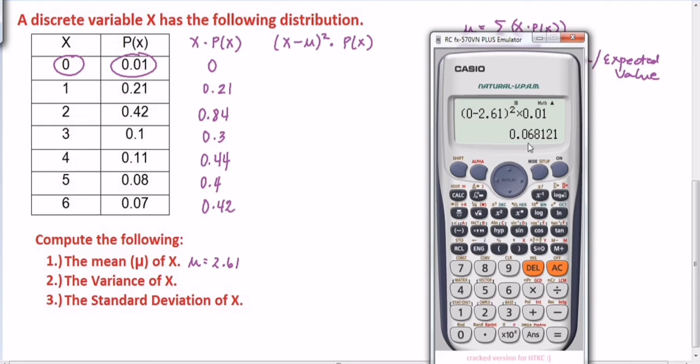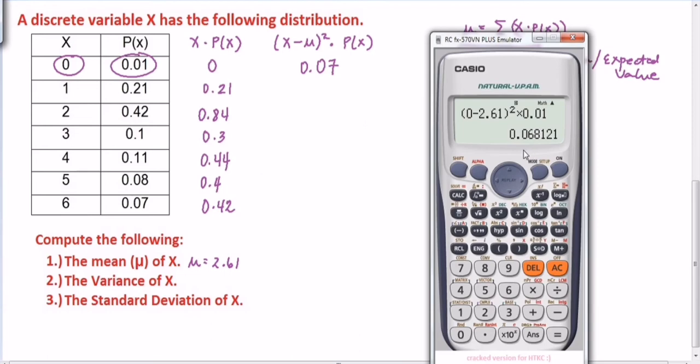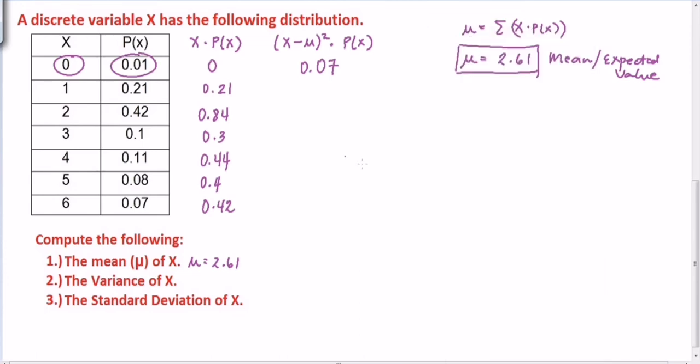So, kunin na lang natin yung 2 digits. So, we will have 0.07. Okay? Kunin na lang natin yung second decimal. So, dun tayo sa hundredths place. Okay? So, i-round off nyo siya. Since 8 yung kasunod nito, magiging 7 na siya. Okay? So, next one, yung pangalawa naman natin, gagamitin ito, tsaka ito.